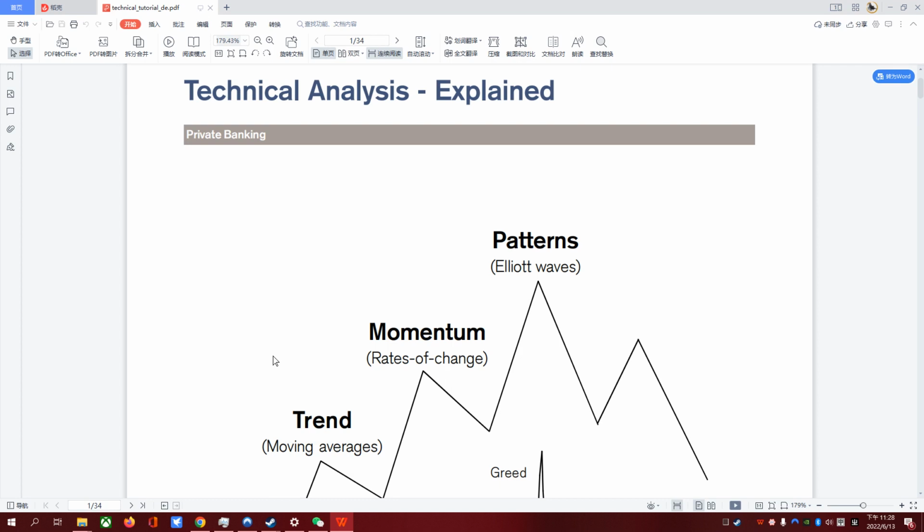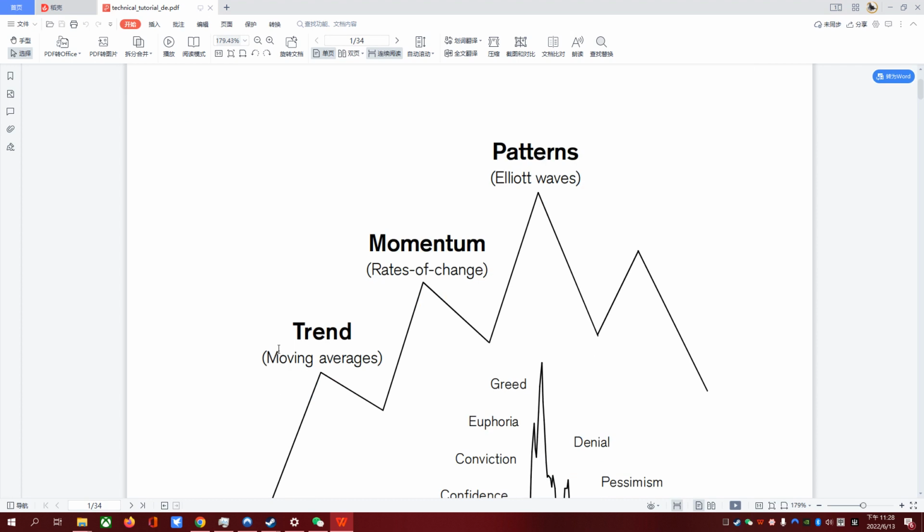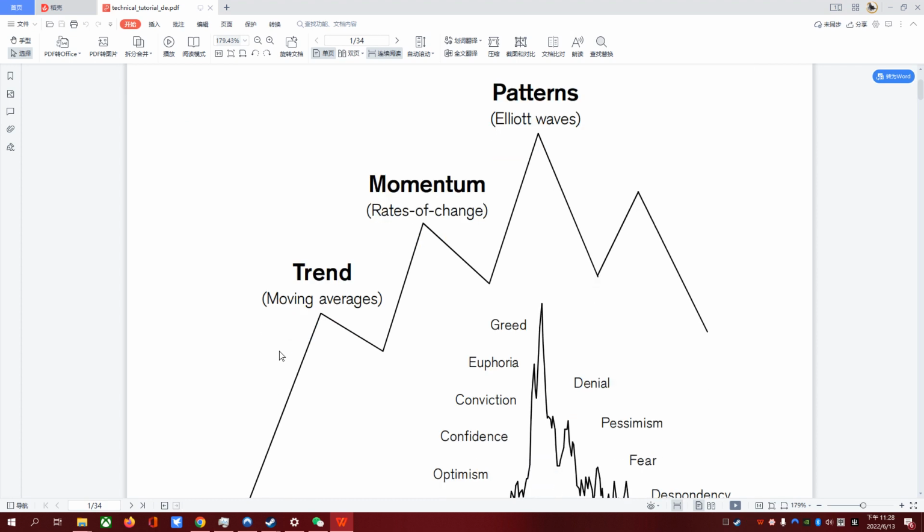So this tutorial material is originally from Credit Suisse. It's one of their technical analysis handbooks. You can download it online, or you can also join our group, and you'll be able to get a copy of this PDF.